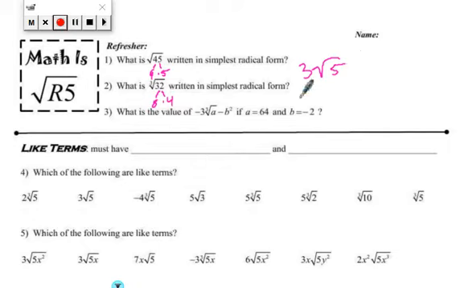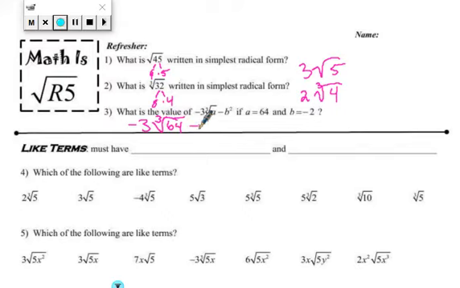Now number 3 is something a little different. We have done substitution of certain values, like if I said A is 64, we're going to end up plugging in A, and we've done that before, but we have not done that with square roots. So what this would look like is I'm going to plug the 64 in for A, so I have negative 3 cube root of 64 minus, on the outside, not on the inside, b squared. So b squared is negative 2 all squared.